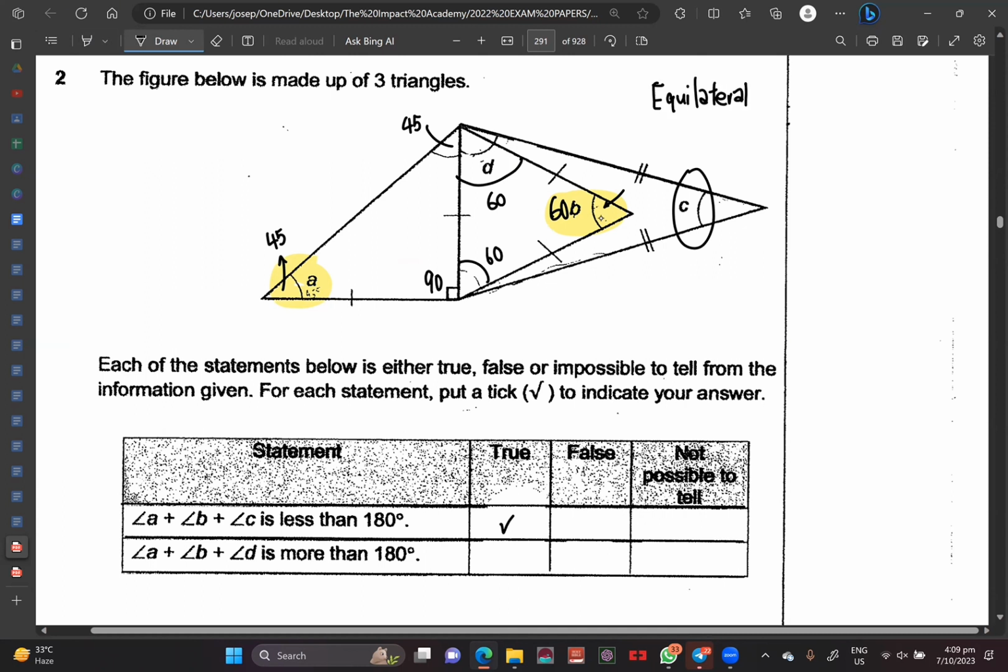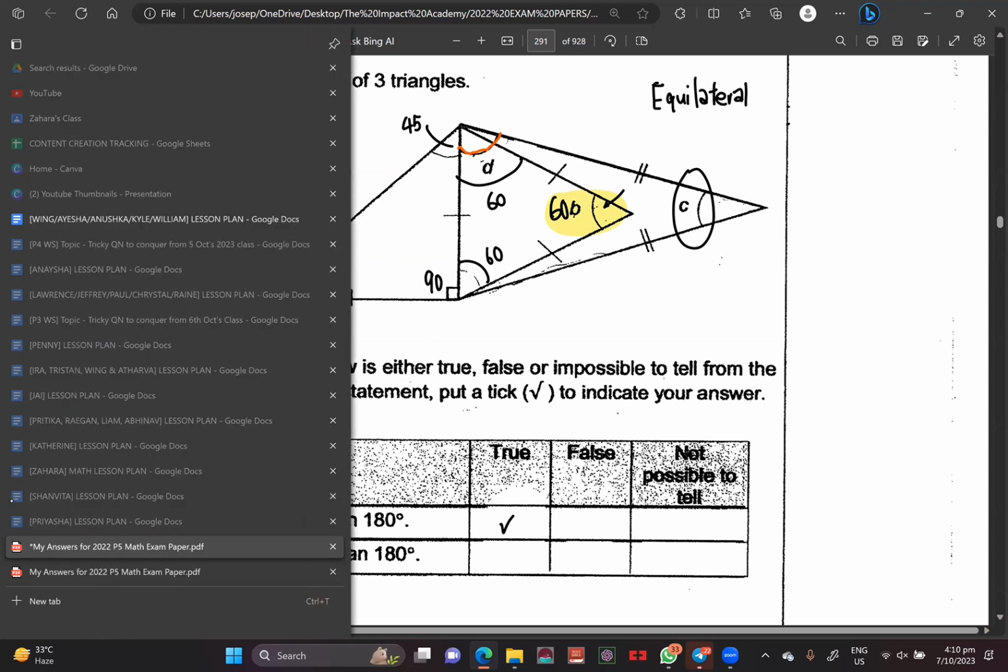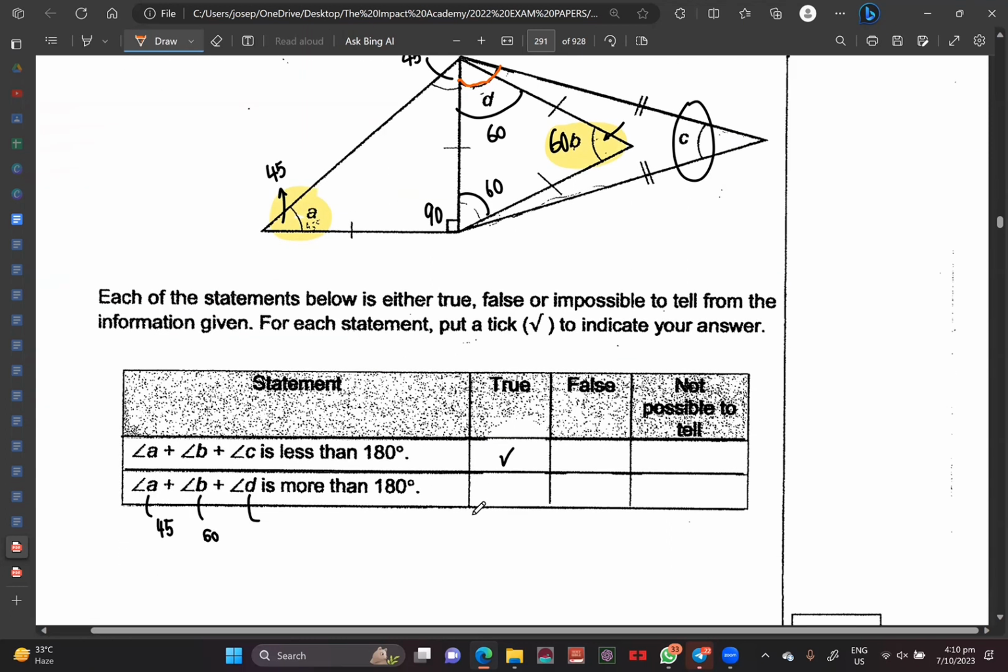Now, let's go on to the next one. It says that A, B, and D is more than 180 degrees. I want to ask myself, what's A? I already know it is 45, right? All right, my B, what is my B? My B is actually equal to 60, is it? Okay, so B is 60, and then what is my D? My D is actually the whole thing, you know? You realize that? Definitely more than that, right? So you see, 45 plus 60 is actually how much? 105. You all agree so far?